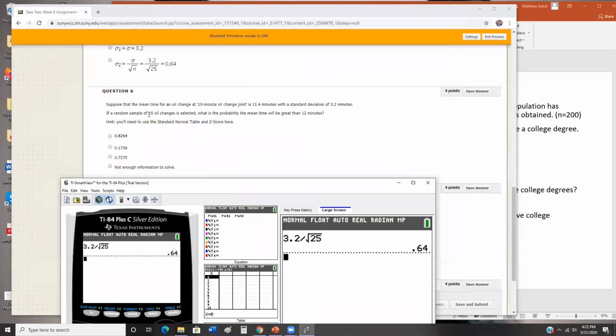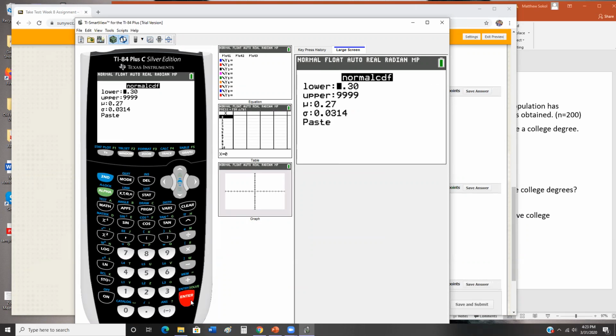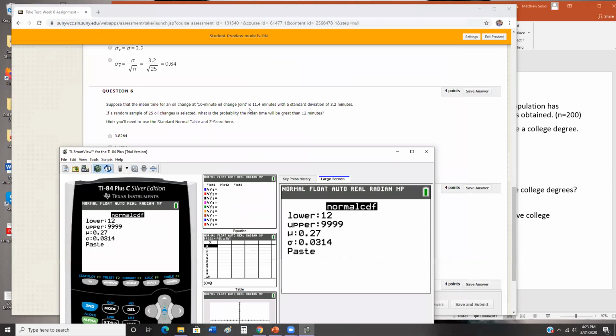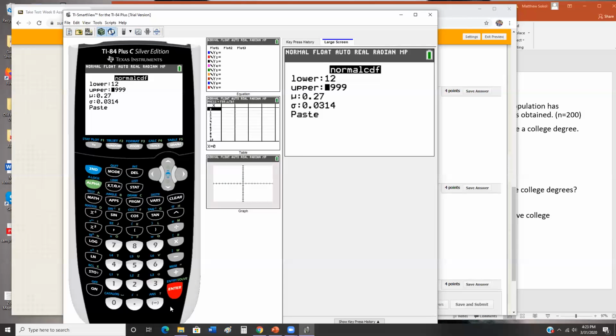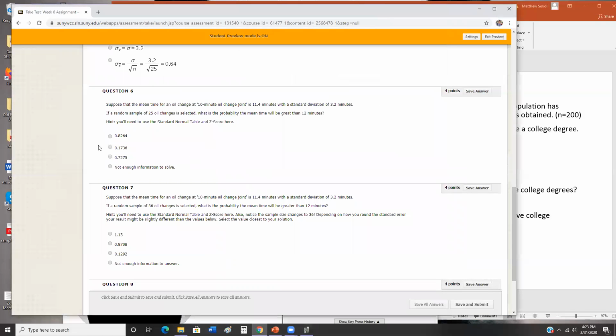So we want to find the probability that it's greater than 12 minutes. You would go second function distribution, normal CDF. We want greater than 12 minutes, so you'd start at 12. You would go to something ridiculous like this. The average is 11.4, and I think it was 0.64, that standard error I just found. And it should be 0.1742.